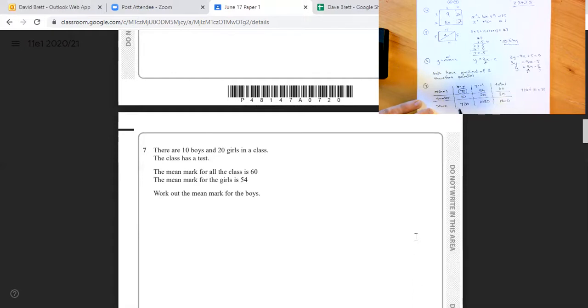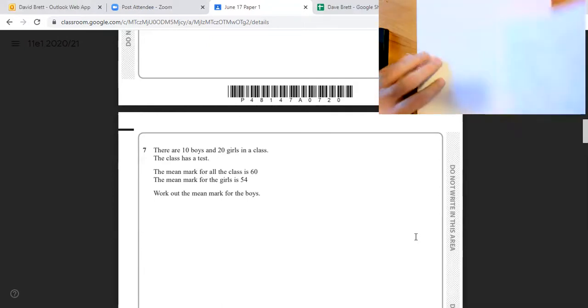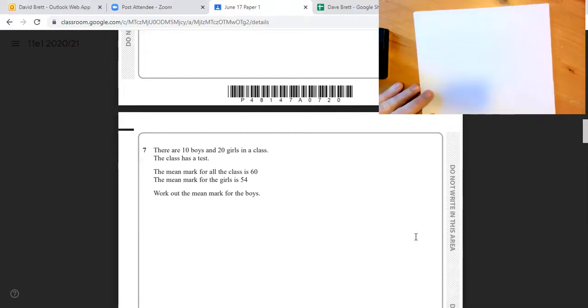Remember, you calculate your mean by taking your total divided by how many you've got. So if you've got your mean and your number of bits of data, multiply them to get your total score. Question number 8.